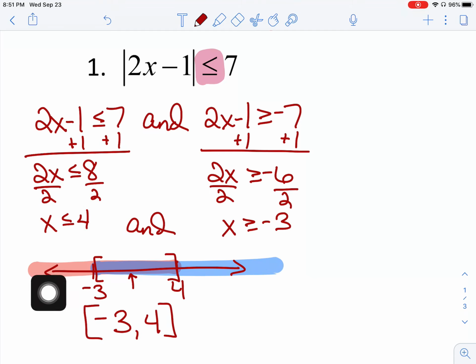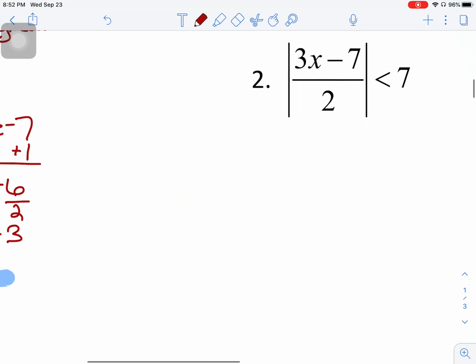And then if I look down here and say, okay, let's do negative 4. 2 times negative 4 is negative 8. Negative 8 minus 1 is negative 9. Absolute value of negative 9 is positive 9. But again, positive 9 is not less than or equal to 7. So these two end pieces don't work. You want to only see the overlap for an "and" inequality. Anything that's less than, you need to make sure you're looking for that overlap. All right, so that's problem number 1.